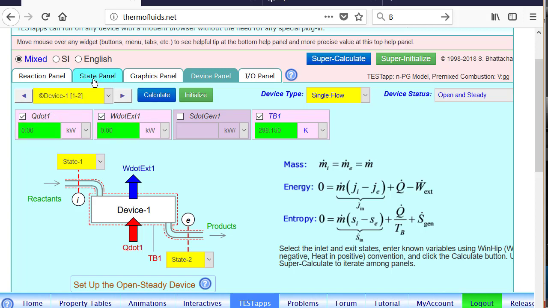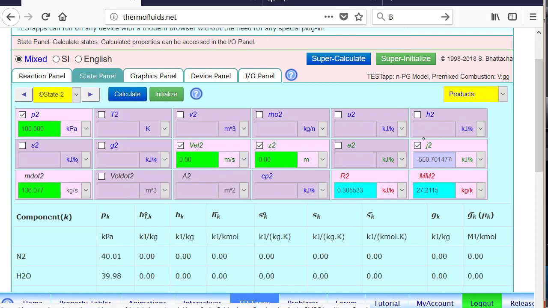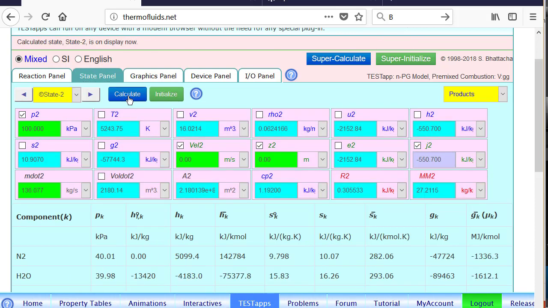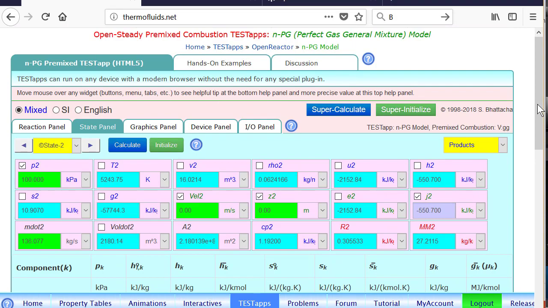Once we calculate, you will notice in the state panel, J has been pasted back. All we do is calculate here, and a temperature of 5243. Let me write it down. A very high temperature is found as the adiabatic flame temperature for a 50-50 mixture of oxygen and nitrogen burning with methane.